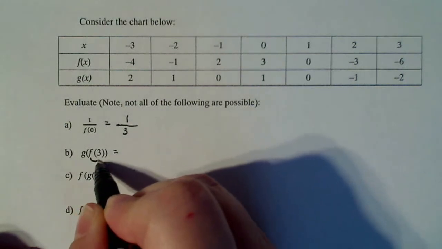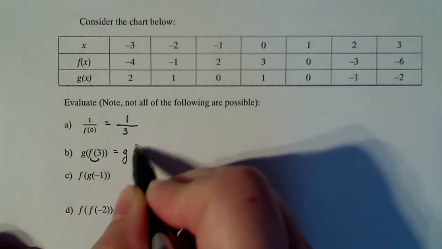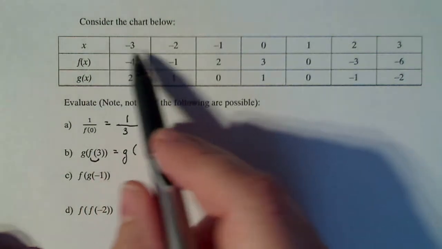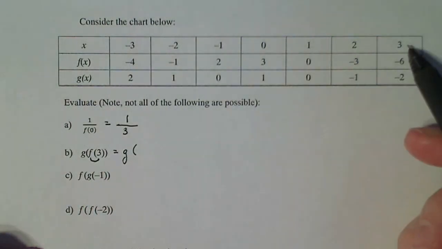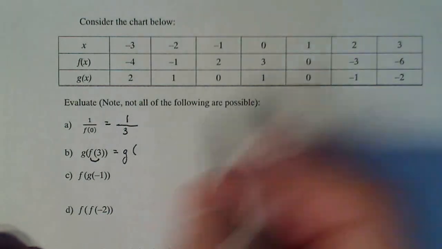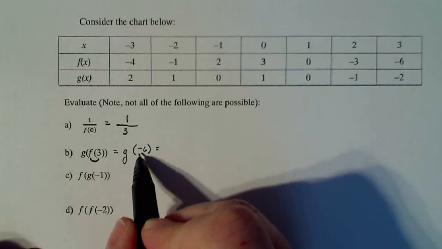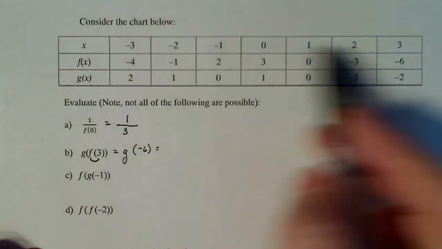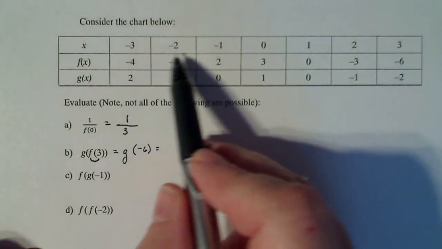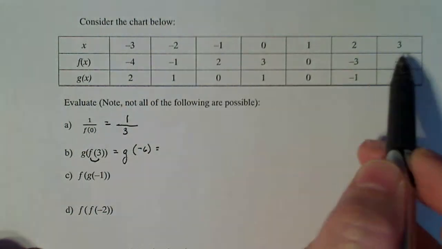Now remember, work from the inside out. So we have to find out what f of 3 is. So first find 3 on your x, and my f value is -6. Then the last step says I need to go to -6 on the x scale and find what g is. But when I look, there is no -6 on the x scale.